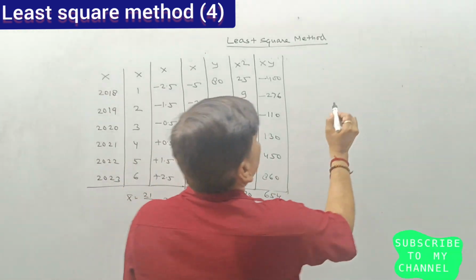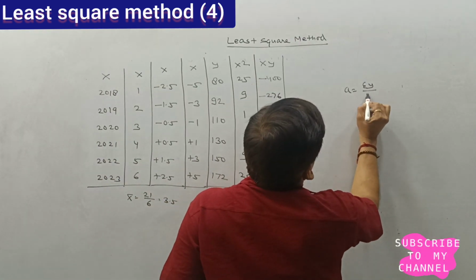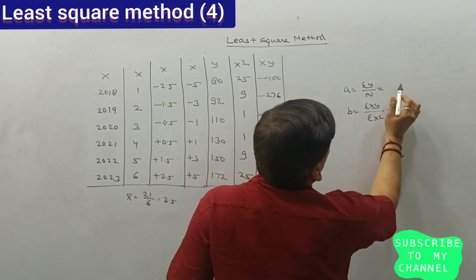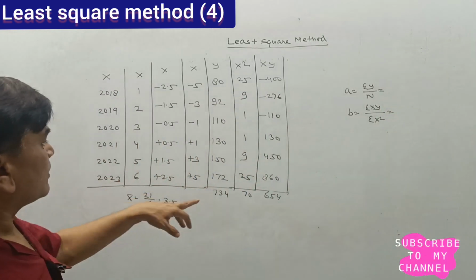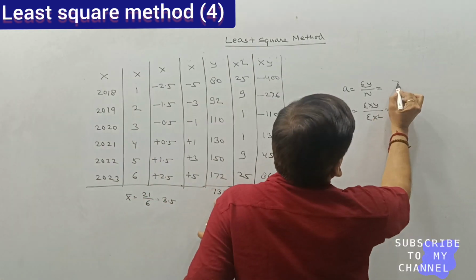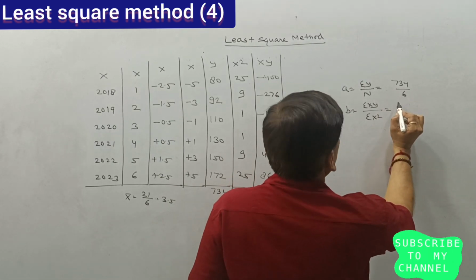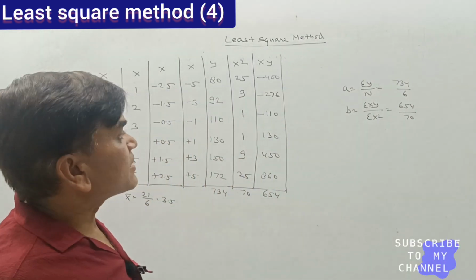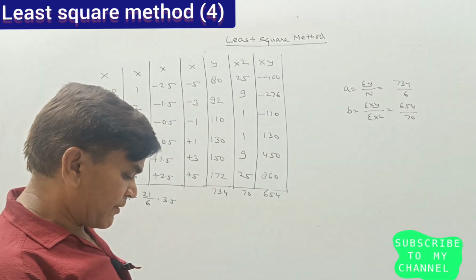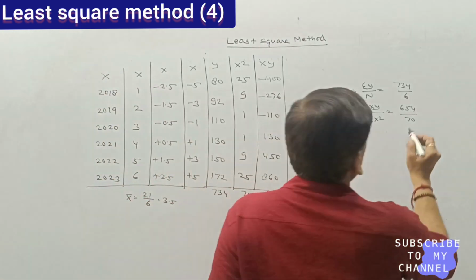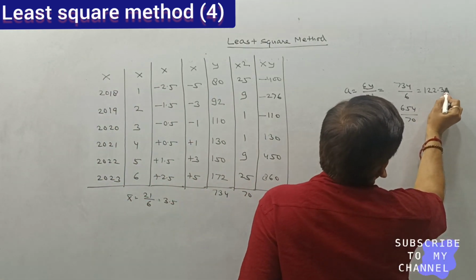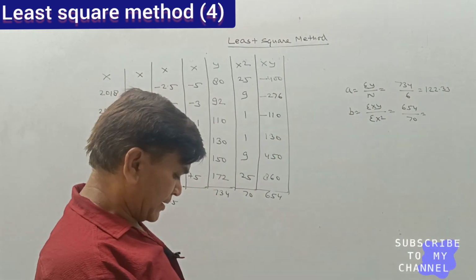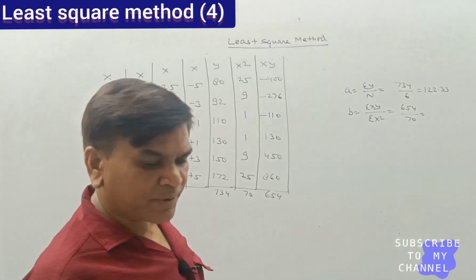Now for getting the value of a, that is sigma y upon n, and b is sigma xy upon sigma x square. So for a, 734 divided by 6, and for b, 654 divided by 70. So 734 divided by 6 is 122.33. And 654 divided by 70 is 9.34.